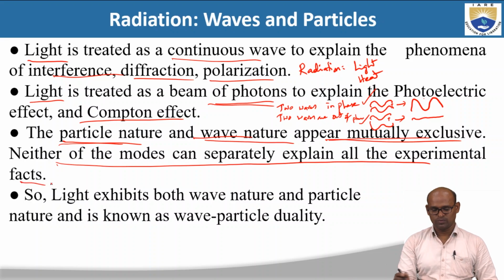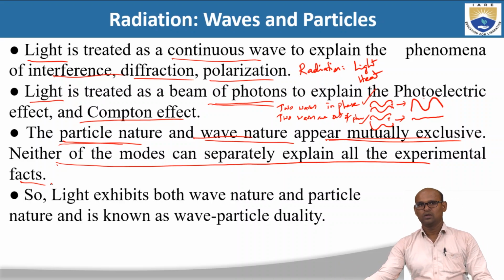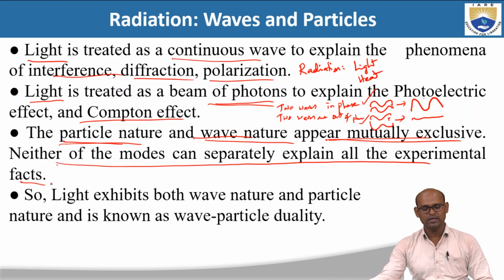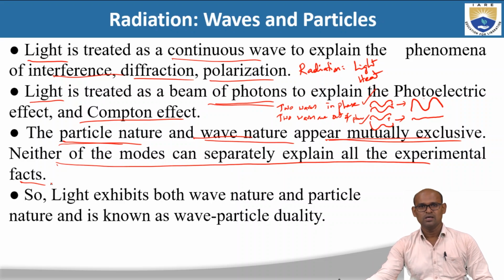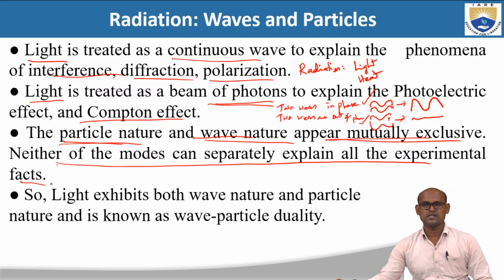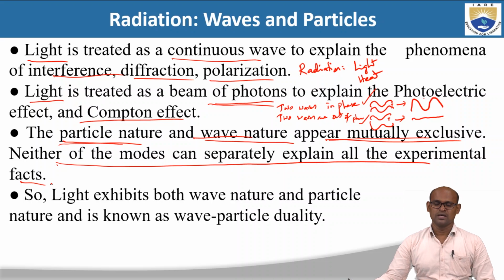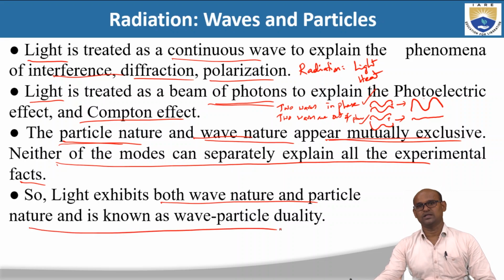So we cannot fix that light is a wave, because then you cannot explain the photoelectric effect. Or if we treat light as a particle, then you cannot understand interference. So we cannot treat light as only a wave or only a particle. Instead, we treat light as a wave sometimes to explain some phenomena, and as a set of particles to explain other phenomena. So light exhibits both wave nature and particle nature, and this is called wave particle duality or dual nature of radiation.